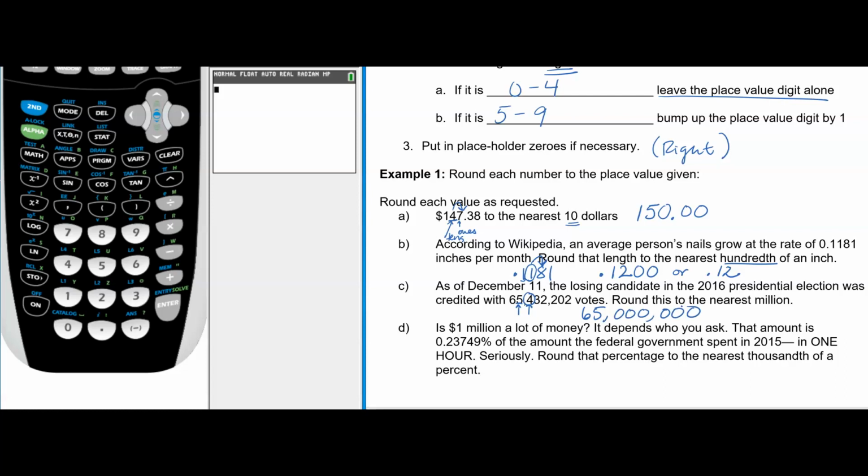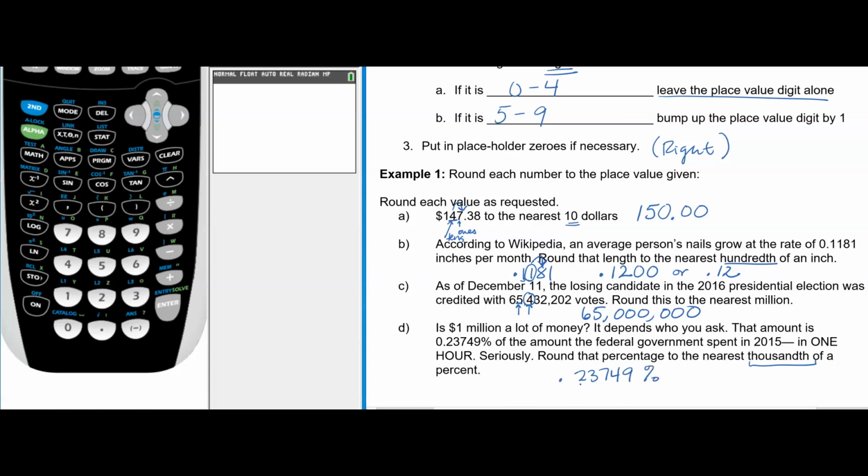Okay, and then lastly, is 1 million a lot of money? Depends who you ask. That amount is 0.23749%, so a very small percent of the amount the federal government spent in 2015 in 1 hour. Round that percentage to the nearest thousandth of a percent. Okay, so I'm going to write down that number, 0.23749%, and I'm going to locate the thousandths place.